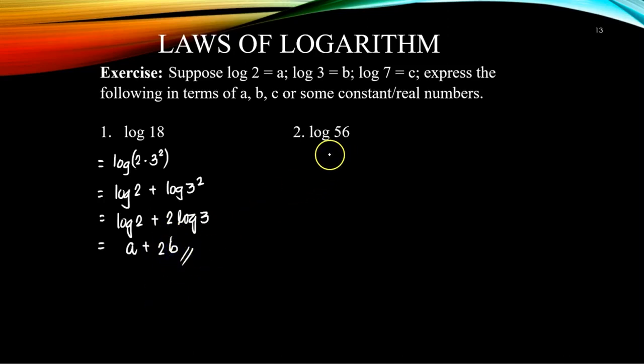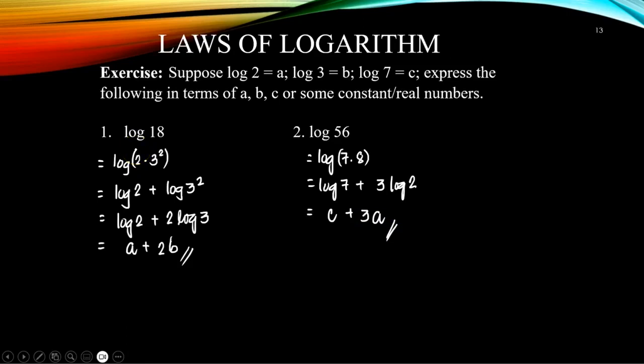Now in here, log of 56. 56 is 7 times 8. Therefore, log of 7 plus 3 logarithm of 2. So log of 7 is c, and 3 log 2 is 3a. Therefore, the answer is c plus 3a.